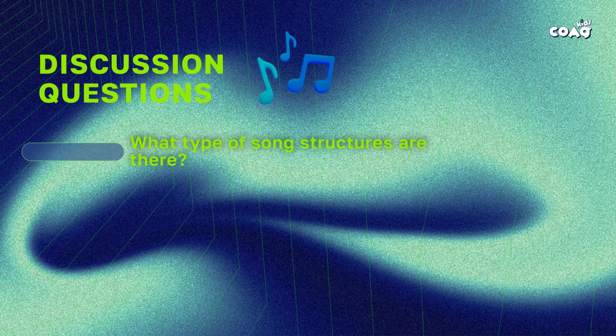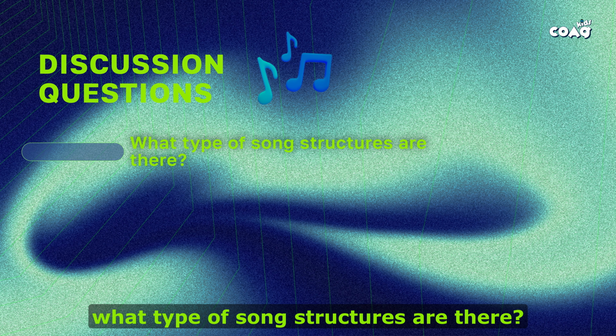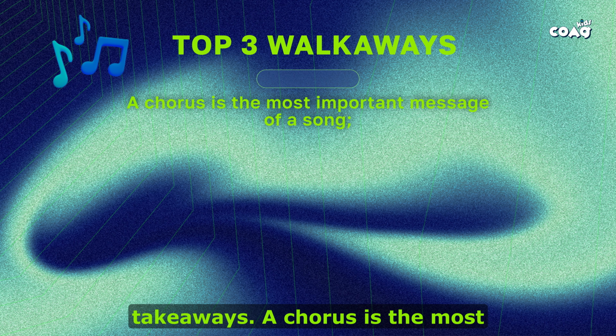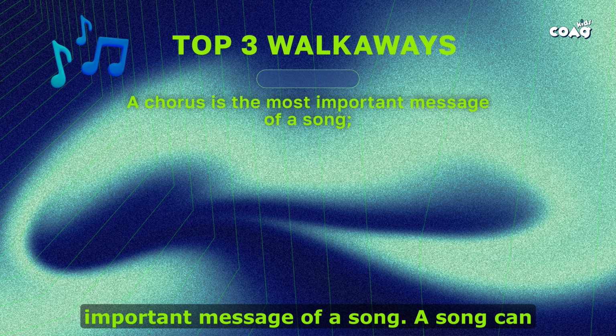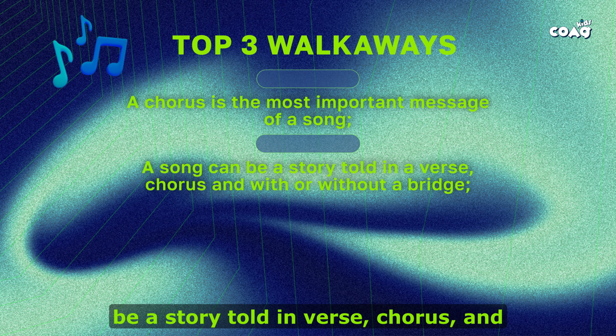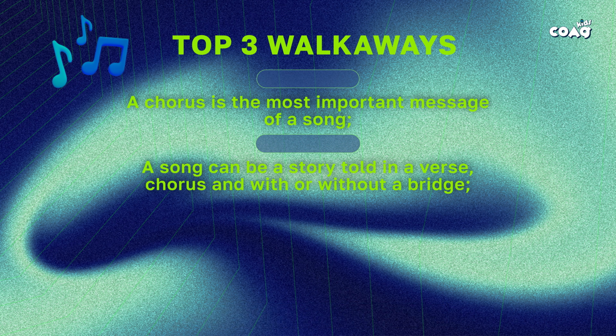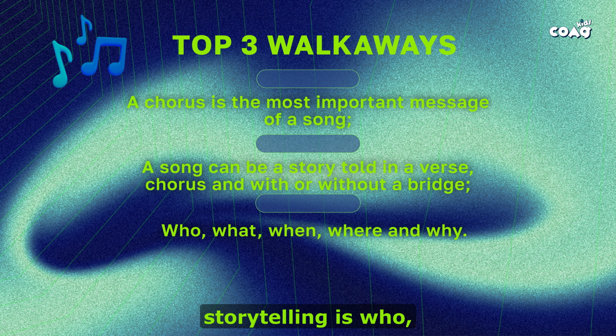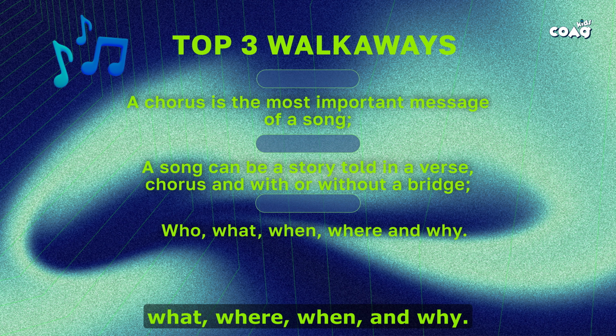Discussion questions. What type of song structures are there? What is a chorus? Top 3 takeaways. A chorus is the most important message of a song. A song can be a story told in verse, chorus, and with or without a bridge. And the most important part of your storytelling is who, what, where, when, and why.